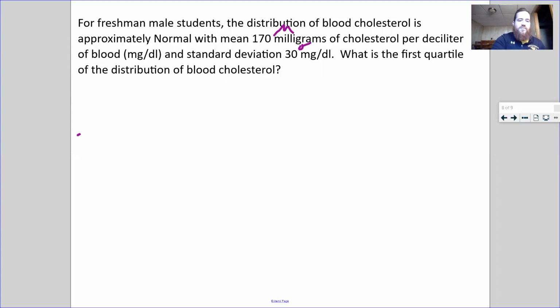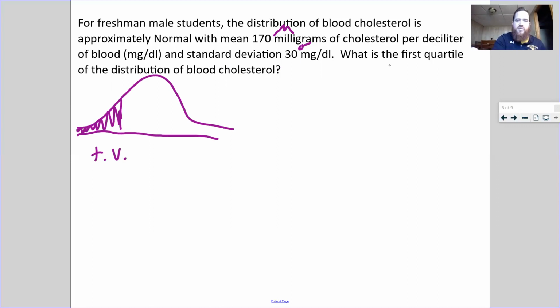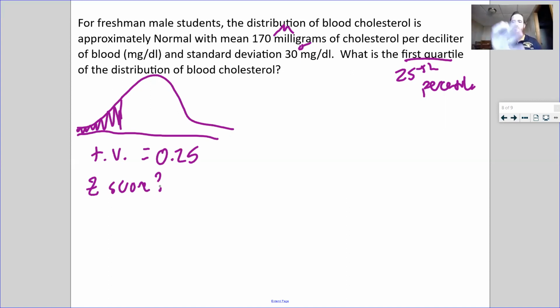So that means if I'm looking at my normal curve, there's about a quarter of it. So that means the table value is actually, if it's first quartile, that's the 25th percentile. So that means the table value is 0.25. So what's the z-score? So again, we're working backwards, working from the inside of the table and working out.